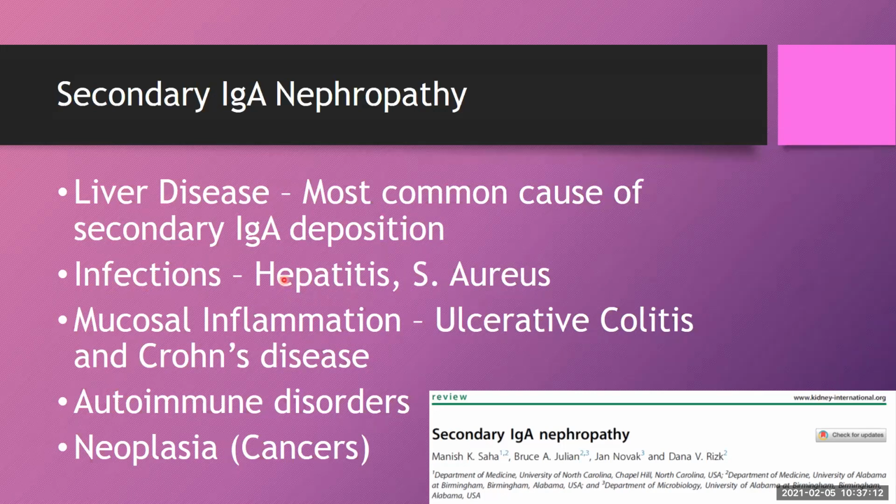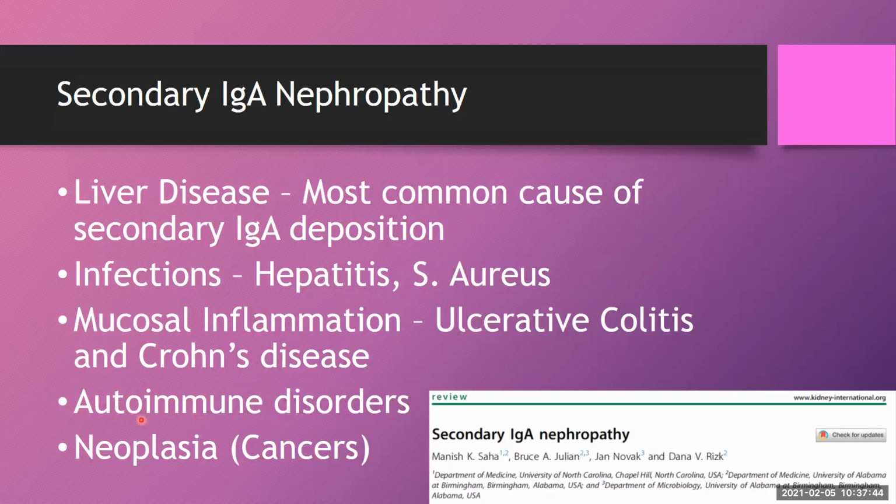Infections, hepatitis, that liver disease also causes abnormal deposition of IgA in the kidneys. Mucosal inflammation, so your inflammatory bowel diseases, ulcerative colitis and Crohn's disease. If these patients all of a sudden start developing proteinuria and hematuria and a kidney biopsy is done, we definitely need to know that they have inflammatory bowel disease, because this is probably going to be secondary onset of IgA.